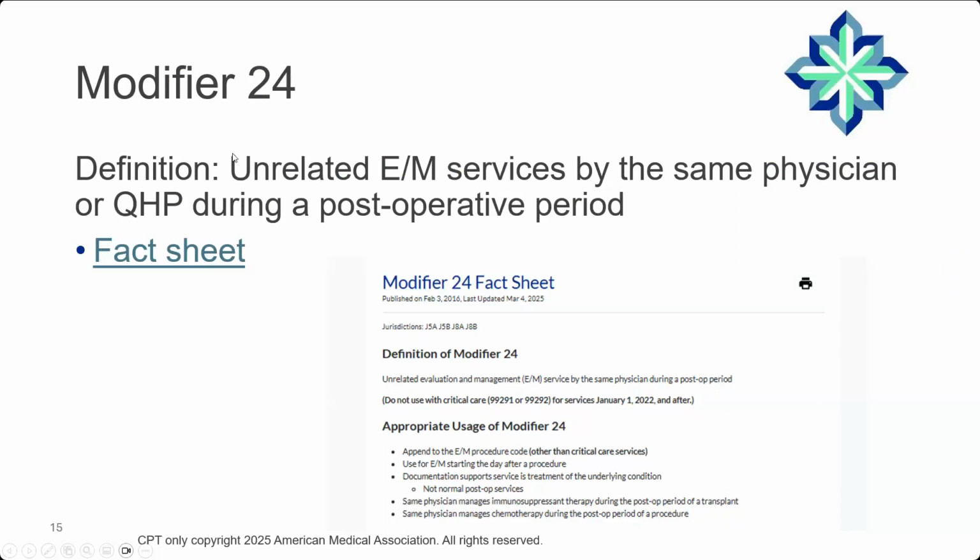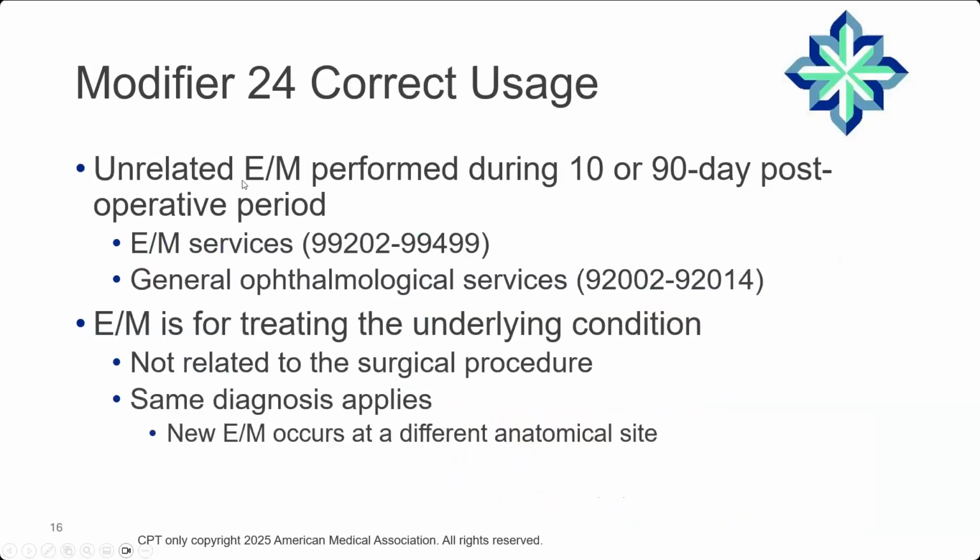So what makes this unrelated? Well, there are certain things that we're going to go through that will help you to define that. But keep in mind, this says same physician. That means that it's the surgical information. So, an unrelated E&M performed during a 10 or 90-day postoperative period. So this is 24 used correctly.